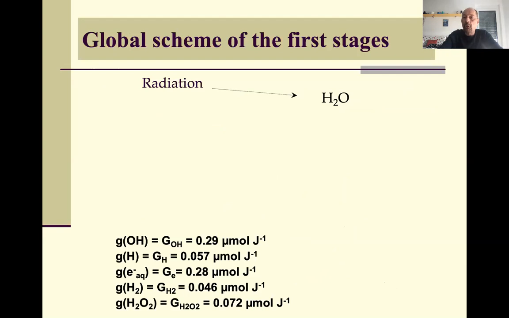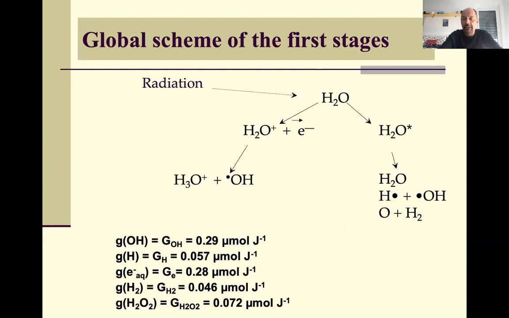Now, the global scheme of the first stage is shown here. Let me go a little bit farther in the chain. Okay, here we are. So you have ionizing radiation. The target is the water. You can have excitation or you can have ionization. These are the two cases.